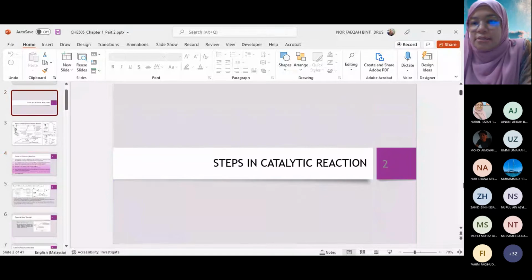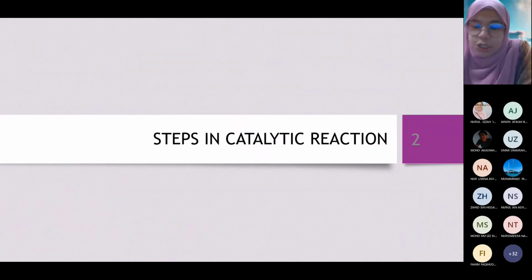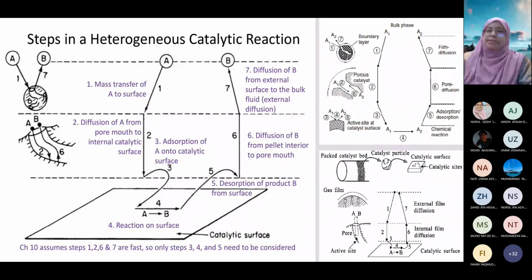Alright. Kita sambung. Okay, sambung sikit lagi. Okay, kita dah start the most important part. Okay, steps in catalytic reaction. Okay. Boleh nampak tak? Can see the figure here.